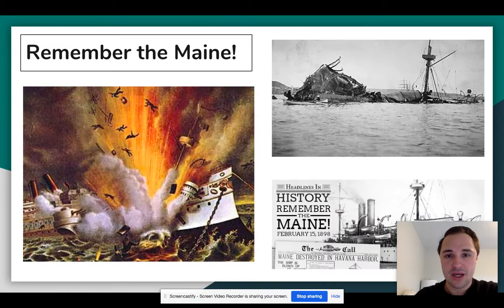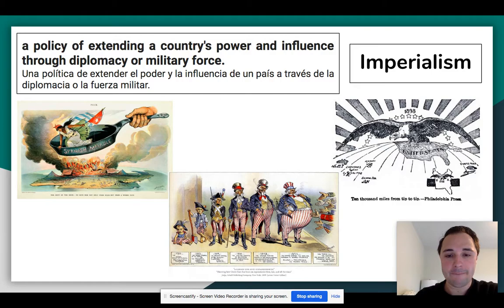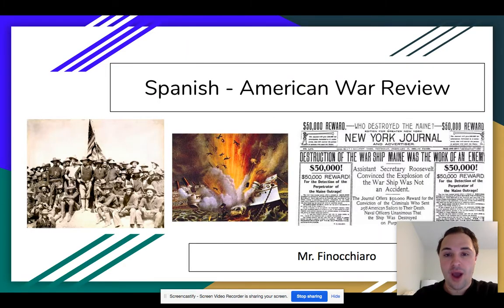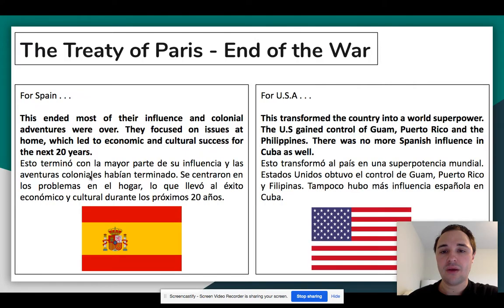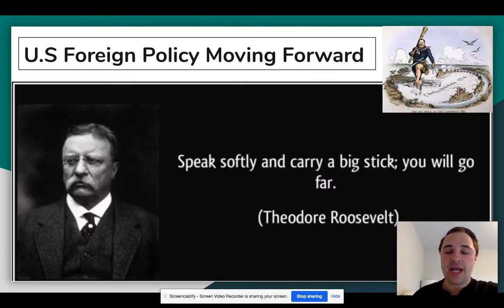Just going to click back to the beginning. Now, I did mention and ask you all who was this man in the beginning. This was an important man. He actually did become a future president. Okay. Now, a future president was Theodore Roosevelt. He fought in the Spanish American War, and he took the Monroe Doctrine and continued to move forward with it.